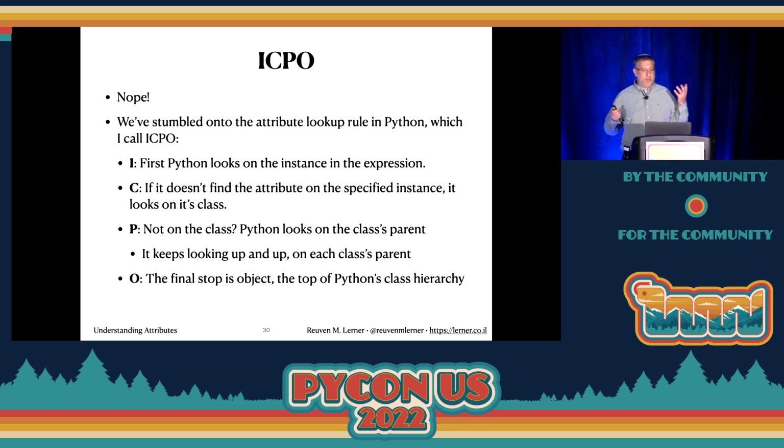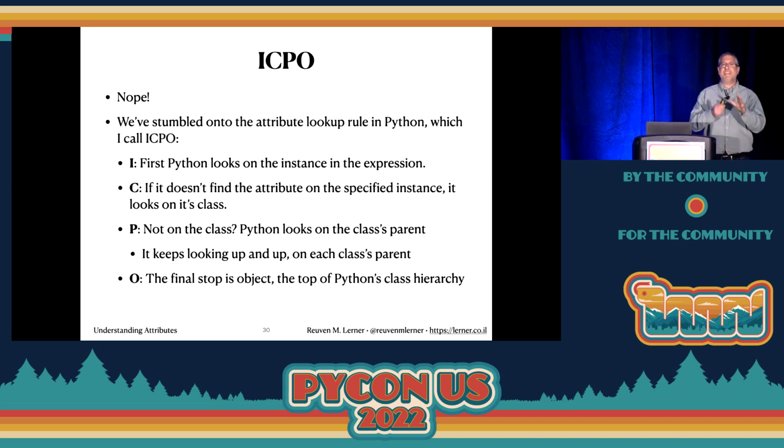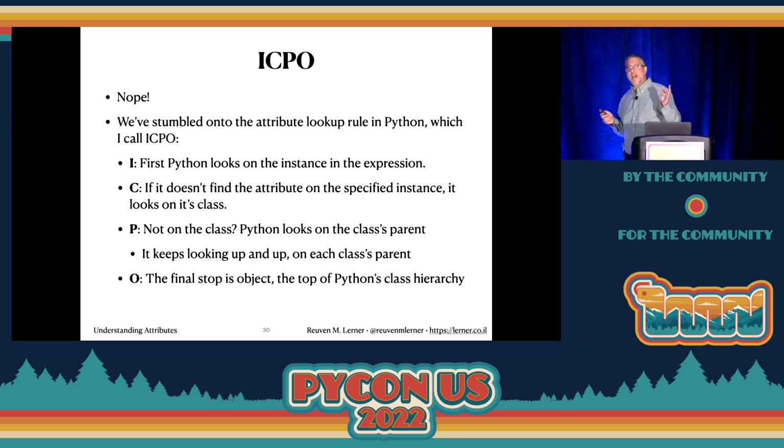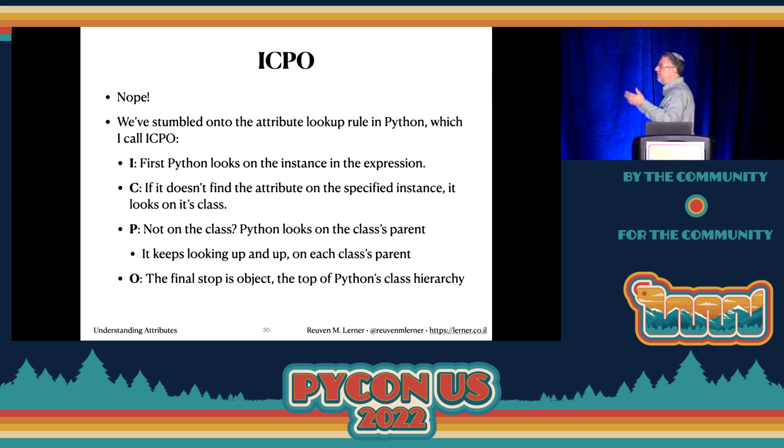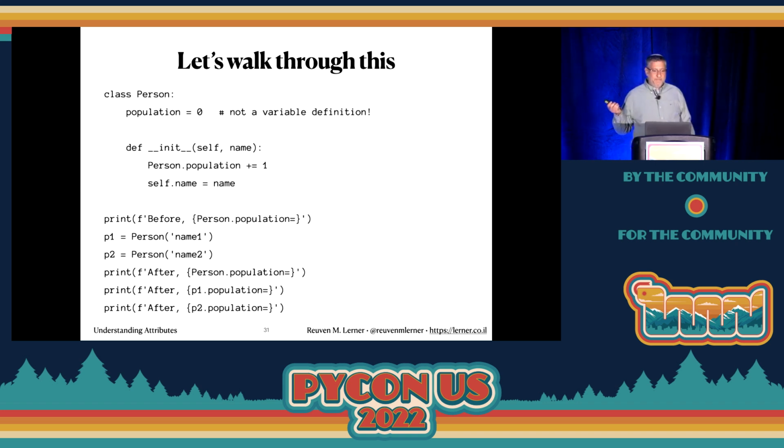So what is this ICPO rule? First of all, Python looks on the object you actually talked about, the instance itself, and says, does this attribute exist here? If so, great, we stop. We have the value. If not, we're not going to give up right away. We go to the class. Does the instance's class have this attribute? If so, great. If not, we keep going to the parent. We'll talk about that later, but we look it up in the parent. And if not there, then on object, the top of the class hierarchy.